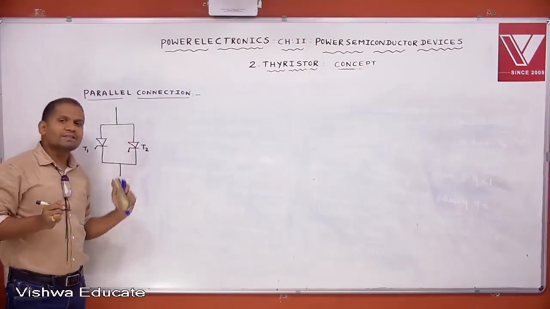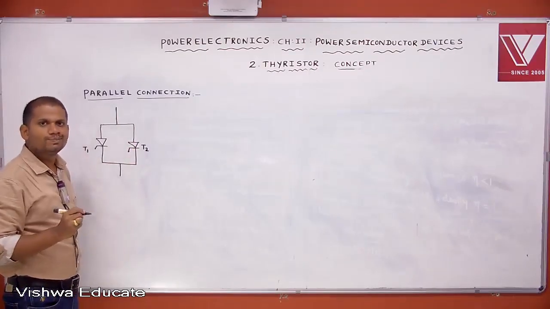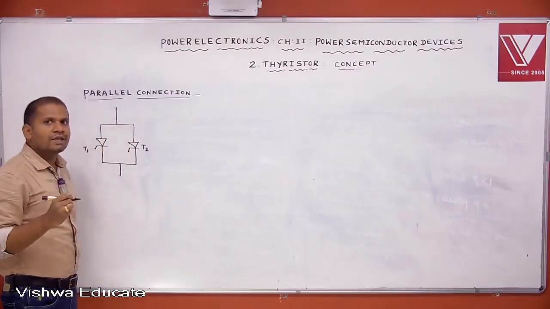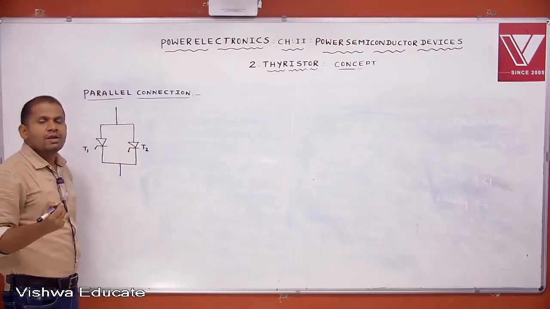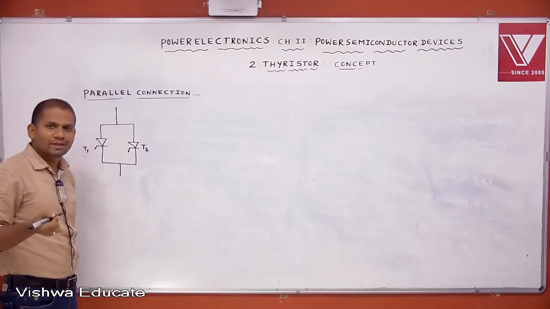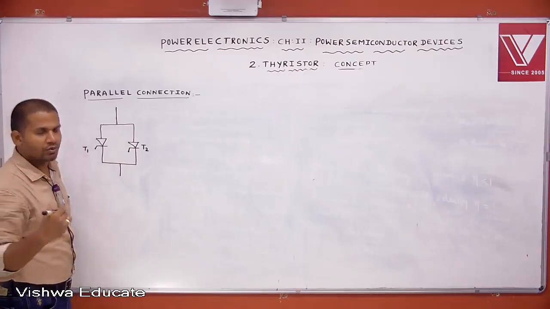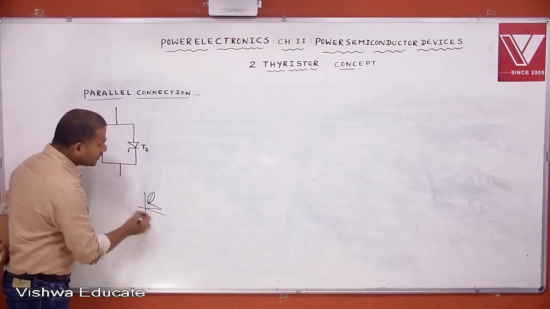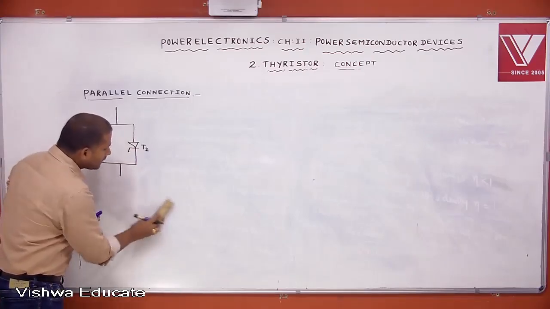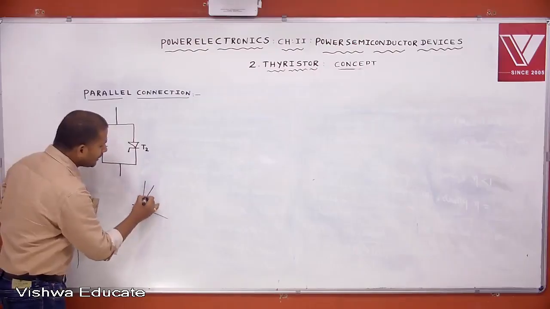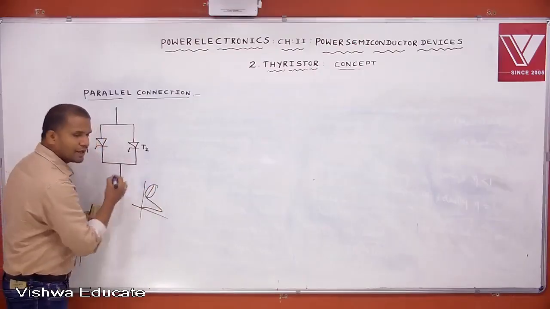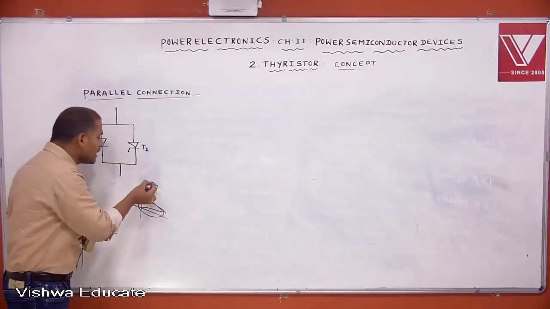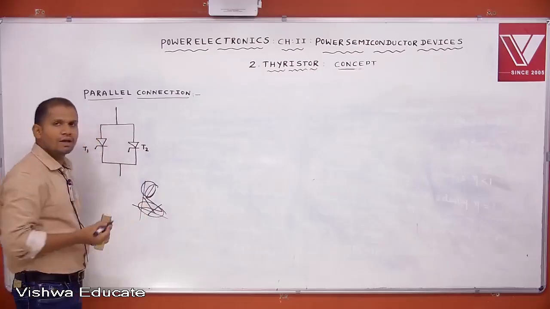Now I want to draw the static VI characteristics of both the SCRs. Here I am concentrating on parallel connection, which means current carrying capability and current sharing. Current sharing is possible under blocking mode or conduction mode. We know how to draw the static VI characteristics. This indicates conduction mode and this indicates blocking mode. But I want parallel connection now, that's why I concentrate only on conduction mode. I don't want to draw the characteristics of blocking mode.